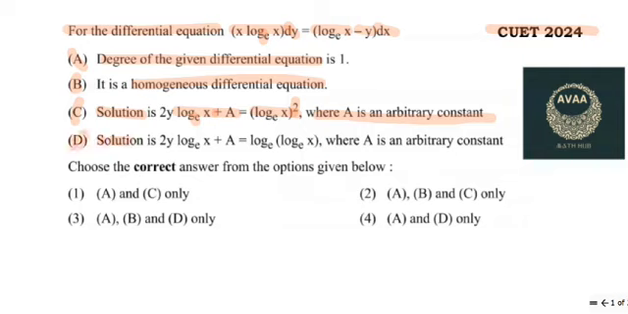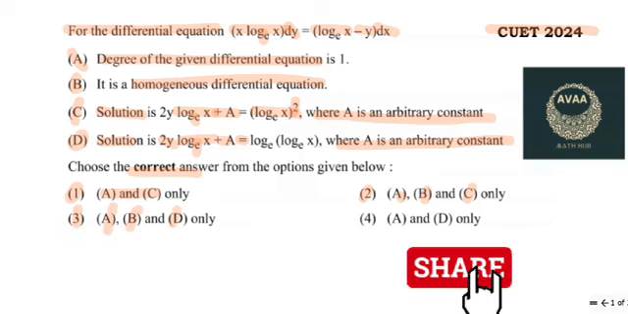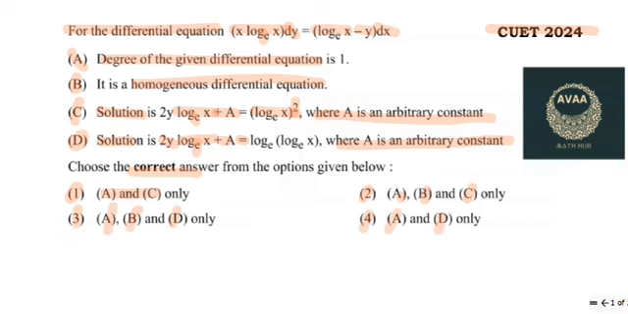Option D talks about the solution again. That is 2y times log x to the base e plus a is equal to log of log x to the base e, where a is an arbitrary constant. We need to choose the right option. So option 1 says A and C only. Option 2 tells A, B, C. Option 3 talks about A, B, D. Option 4 says A and D.